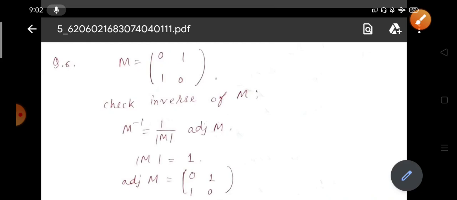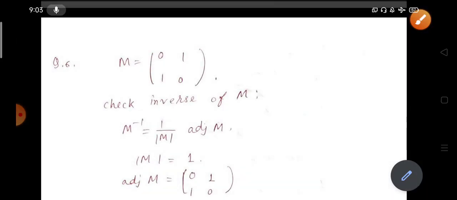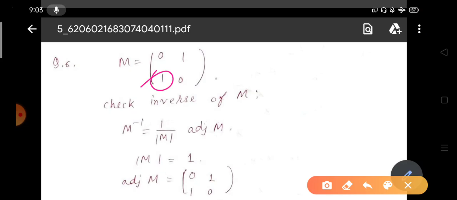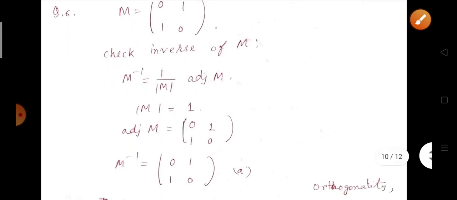Then suppose you are taking the adjoint for this second element. You have to cancel this column and this row, and you are left with this element, so 0 1. Now suppose you are taking the adjoint of this one; you have to cancel this column and this row, and you are left with 1. And for the last element, you cancel this column and row, and you are left with 0. So you get 0 1 1 0.